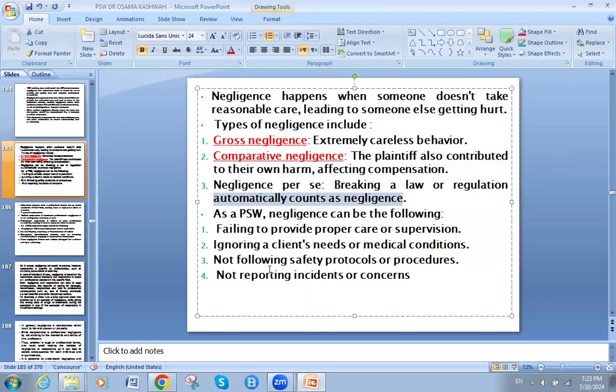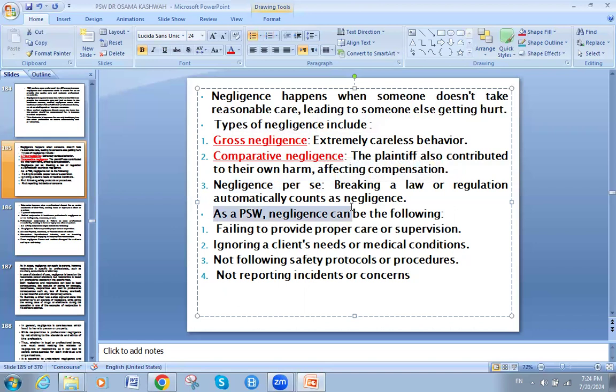As a PSW, negligence can be the following: failing to provide proper care, ignoring the client's needs, not following safety protocols or procedures, not reporting incidents or concerns. These are the things which mean negligence. Again, negligence for a PSW includes the following. We said we have gross negligence, comparative negligence, and negligence due to breaking the law or breaking the policies or overstepping the acts or whatever.